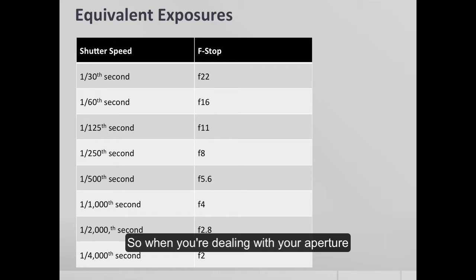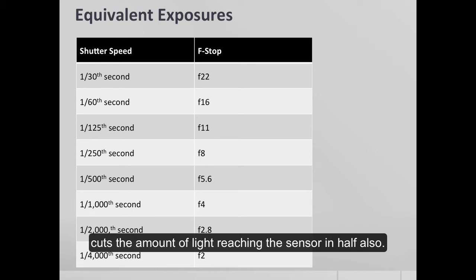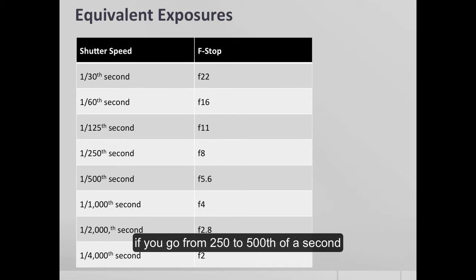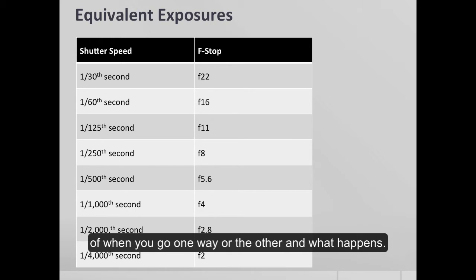So when you're dealing with your aperture, then along comes that shutter speed, so we can get the correct exposure. Choosing a shorter, quicker shutter speed, from say a 250th to a 500th of a second, cuts the amount of light reaching the sensor in half also. If you look at the chart, if you go from 250 to 500th of a second, you're basically cutting the amount of light reaching that sensor in half. Now, if you make the shutter speed longer, from 500 to 250, going the opposite direction, that doubles the amount of light. So this chart shows the relationship of when you go one way or the other and what happens.